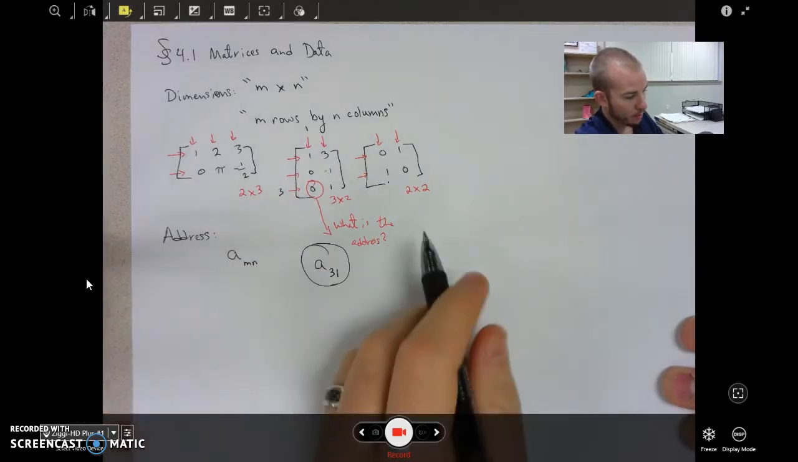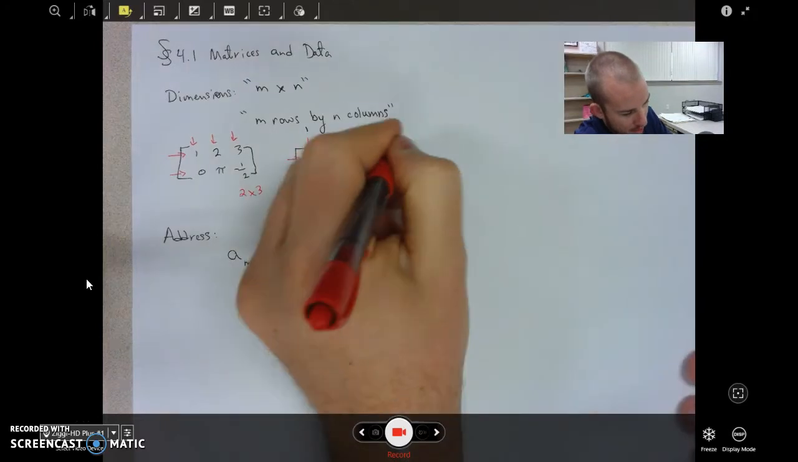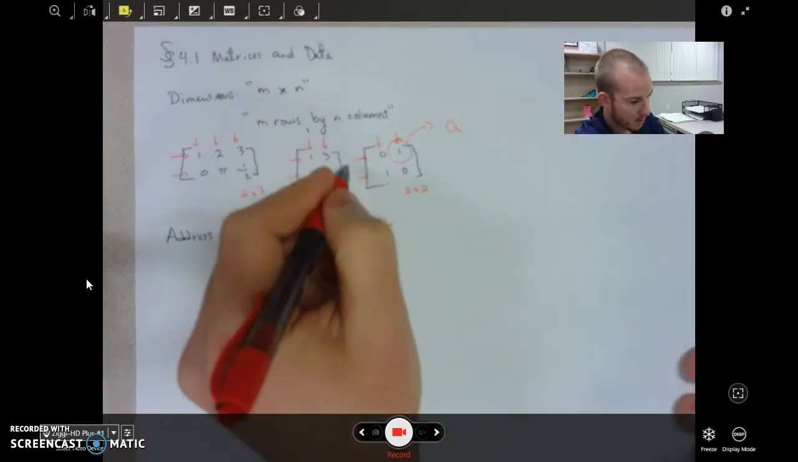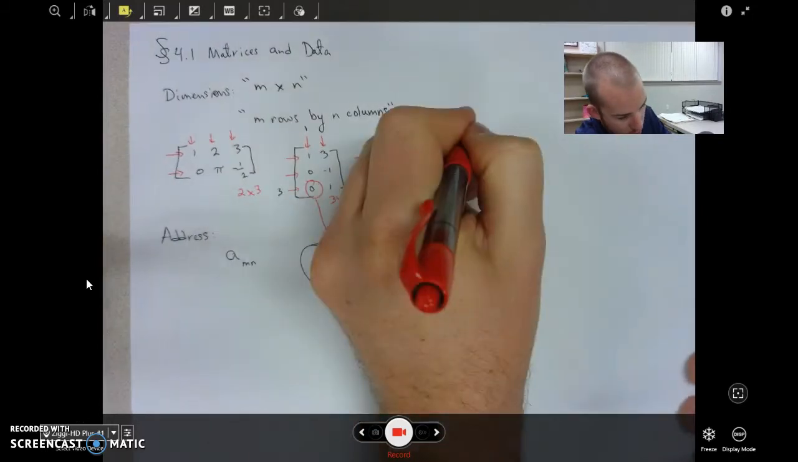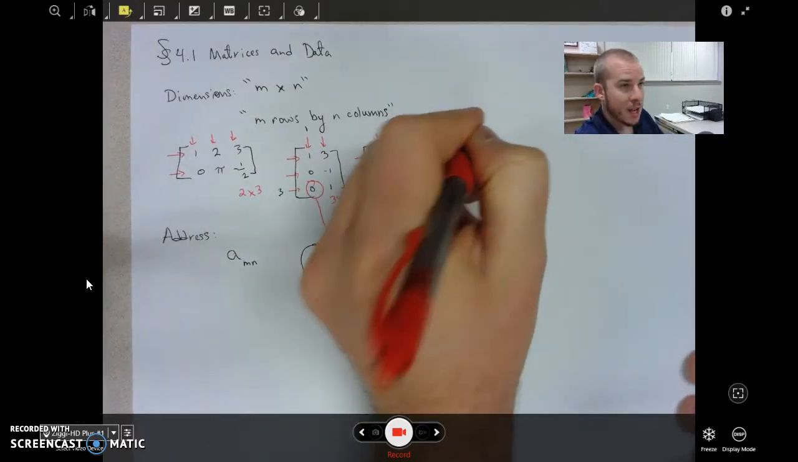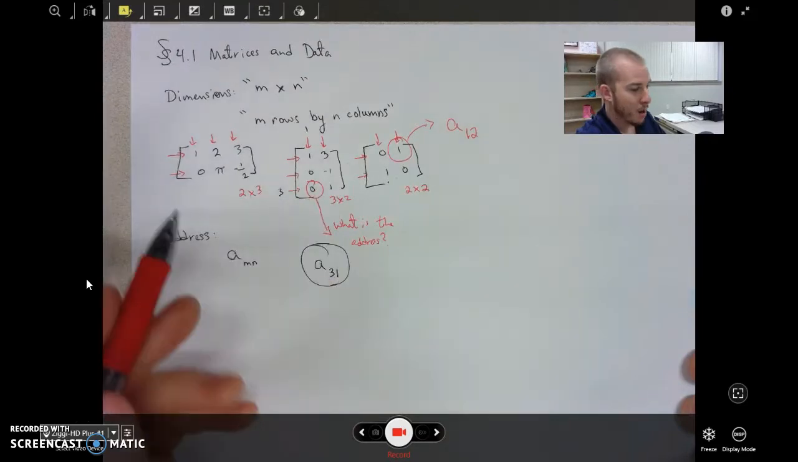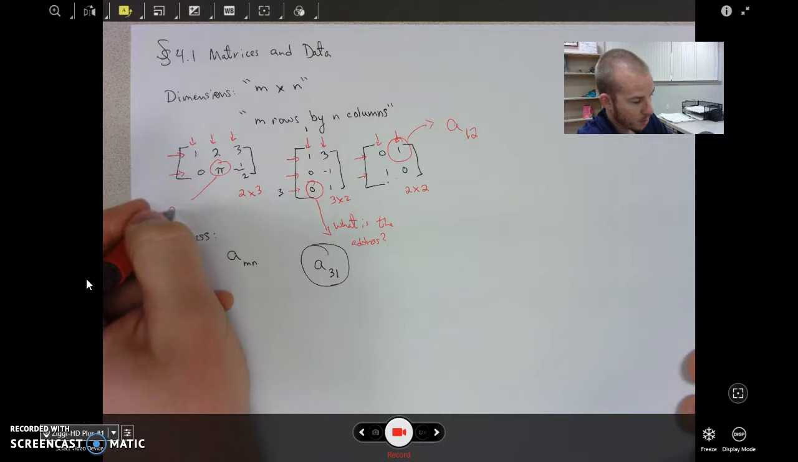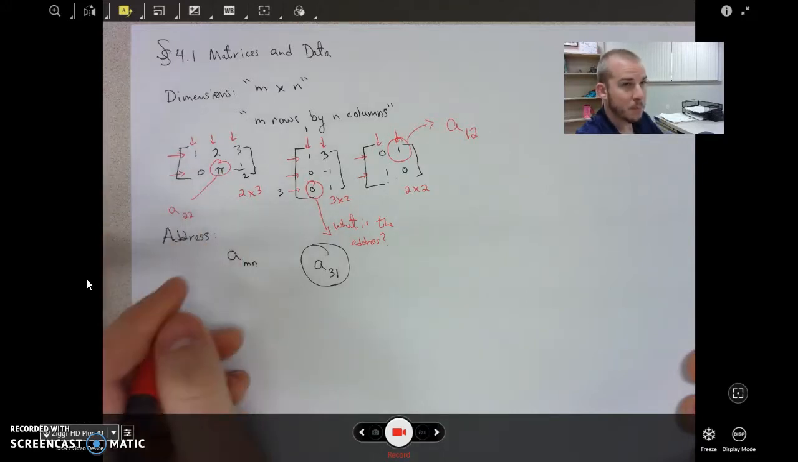So let's do a couple more. This one here, what is its address? Well, it's in the 1st row, 2nd column, so it's a12. That's simply how you do it, not a problem. This one here, pi, what is its address? It is in the 2nd row, 2nd column, a22. And that's what you do.